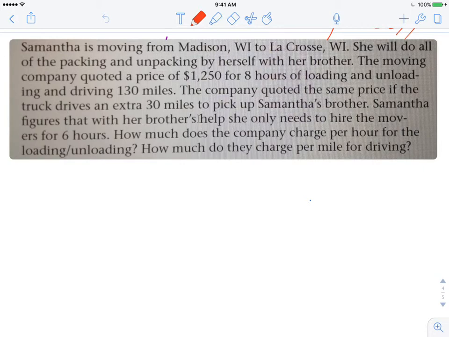Samantha figures that with her brother's help, she only needs to hire the movers for 6 hours. How much does the company charge per hour for the loading and unloading? How much do they charge per mile for driving? Okay, so we have two variables here. And you can actually tell by the questions that they ask because they're asking about two different things. One is the loading unloading, and the other is the charge per mile.